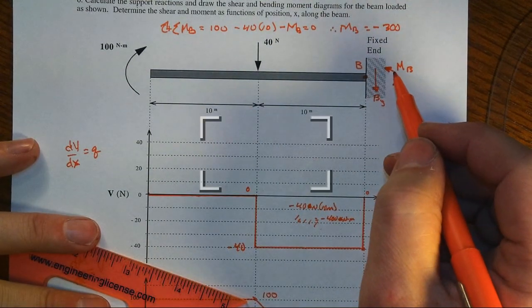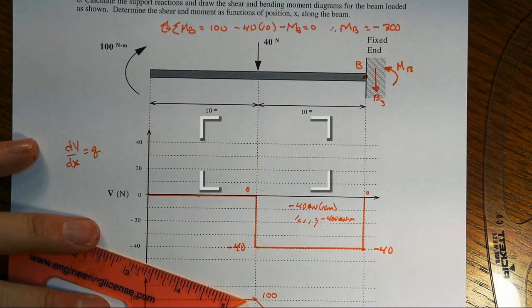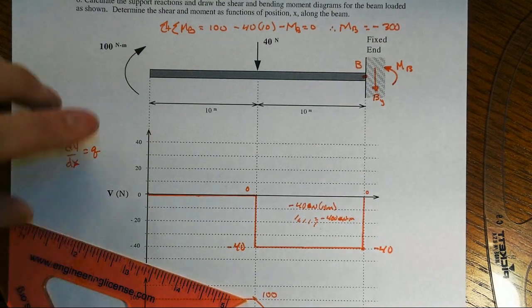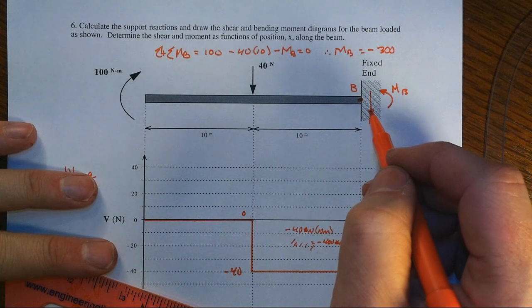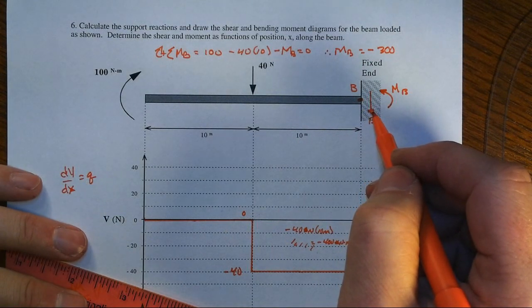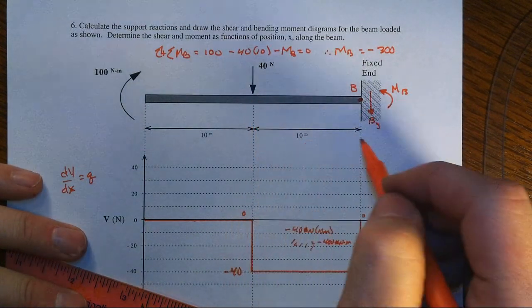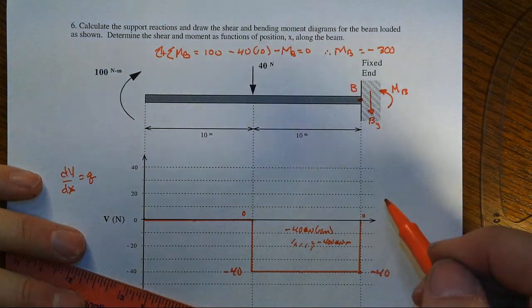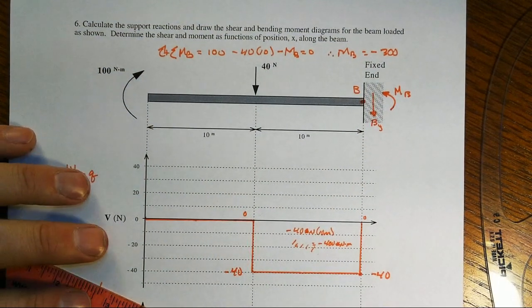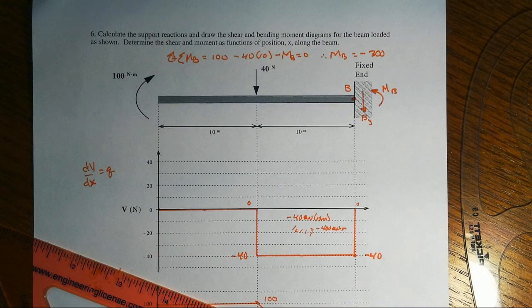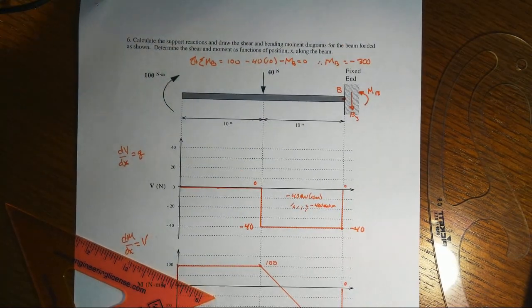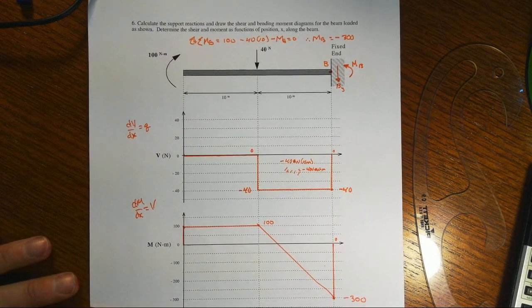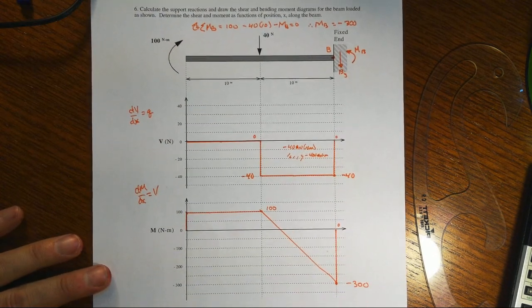This has to go in the opposite direction, and a clockwise moment will cause an upwards positive discontinuity, and that's exactly what we ended up with. So that's good, and of course the equilibrium from the sum of forces in the y is obvious. 40 down, you've got to have 40 going back up. It closes off correctly. So there you go for that sixth one. There's your shear and moment diagrams.